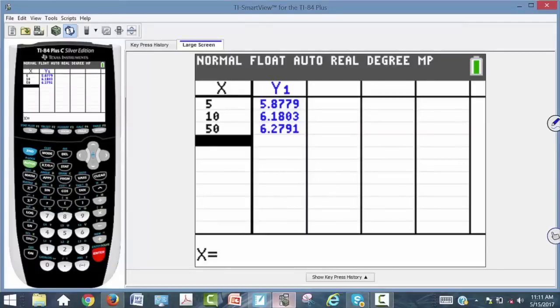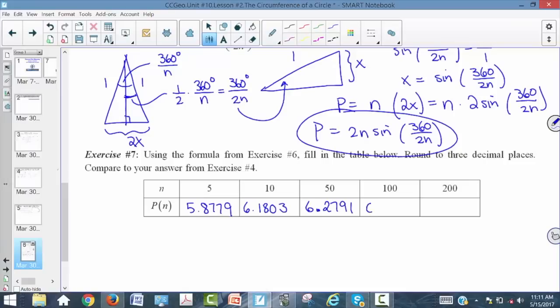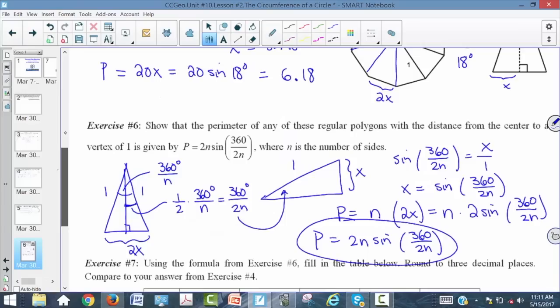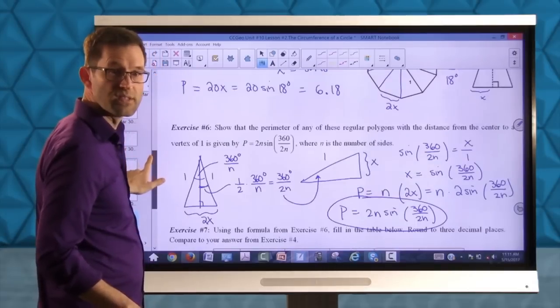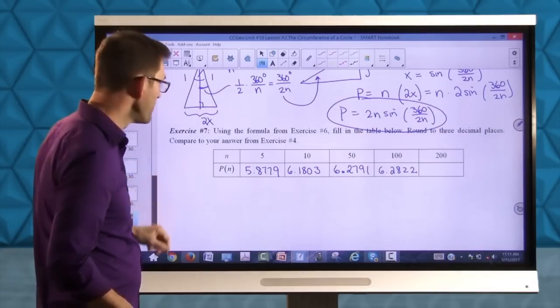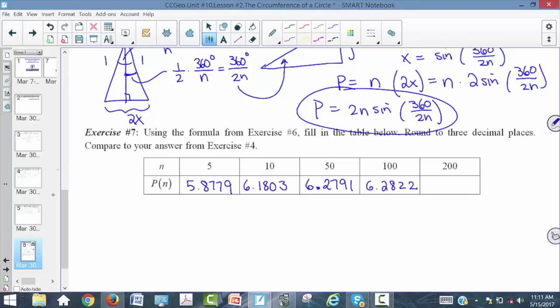What was it? I wanted 100 sides now. I bet if we had a 100-sided polygon, it would be hard to even tell the difference between it and a circle. Now we're at 6.2822. Again, we're supposed to be getting closer and closer to 6.283. We're now at 6.282. And now let's go with 200 sides.